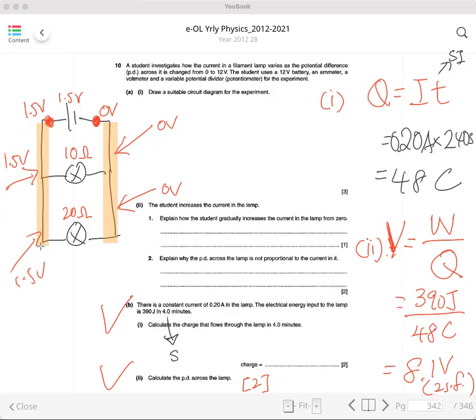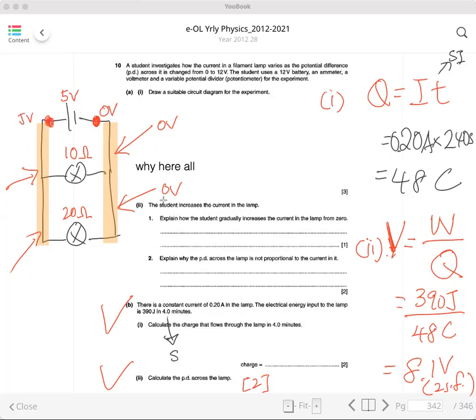Okay, Yiting, you understand what I mean? Okay, maybe 1.5 is not a good number to explain. Let me use another number. Yiting, you may want to use a mic if you want. Let me use a 5 volt battery.